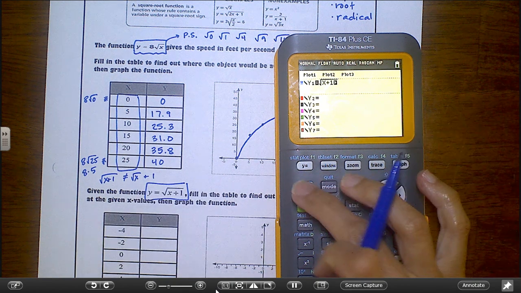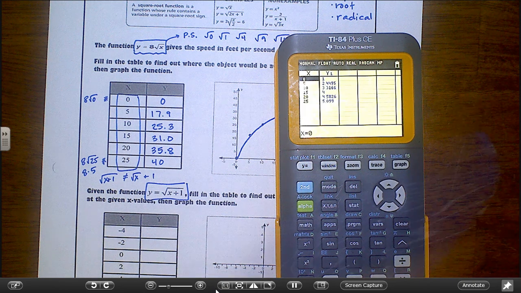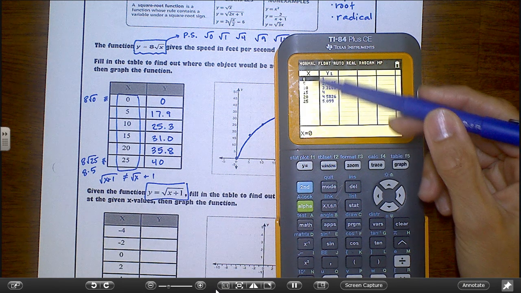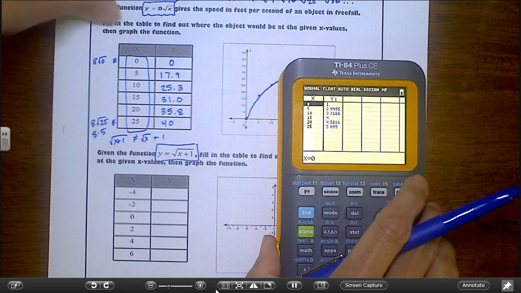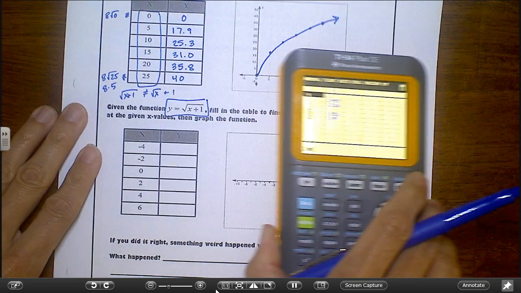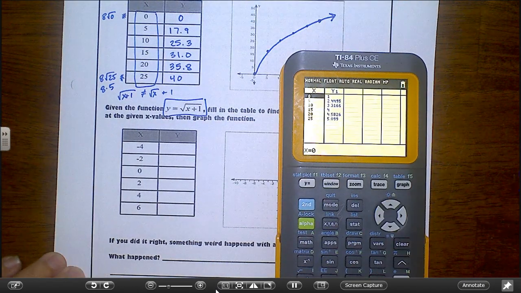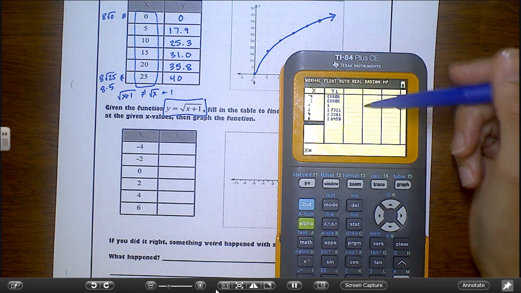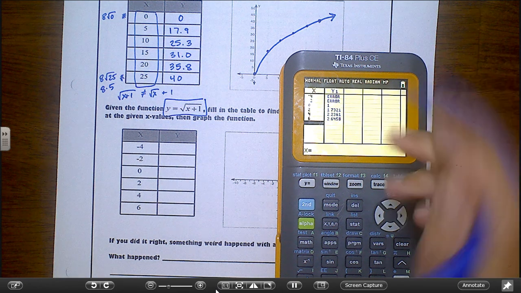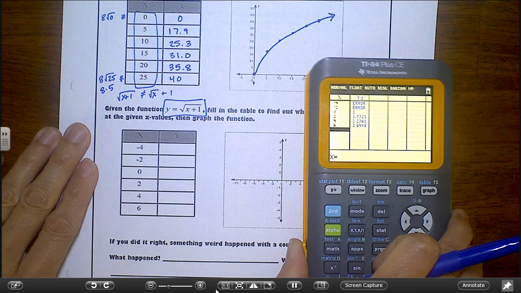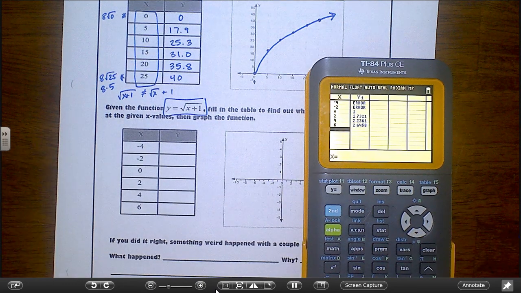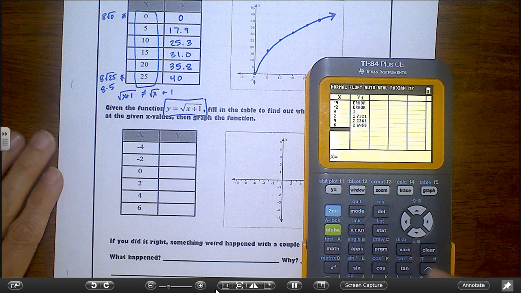So I'm going to hit second table again, and these are not the same values for x. So I want to fill in the values of x that I have here. So I'm going to fill in -4, -2, 0, 2, 4, 6. And what I want you to notice is that -4 and -2, you're getting errors for y. And I want you to kind of think about why that might be.